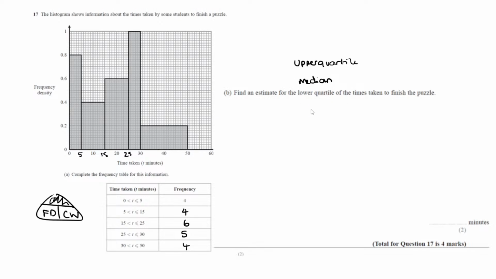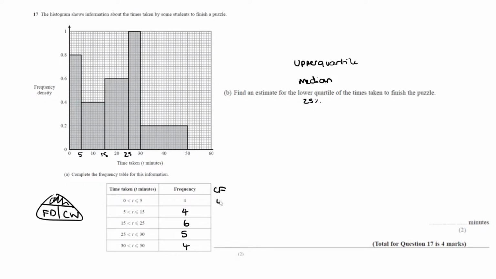So the lower quartile, find an estimate. The lower quartile, and this is for cumulative frequency, this is for box plots, this is for everything, is always 25% of the data, or in this case, the number of students. This is 25%. So on my table, I like to find a cumulative frequency.